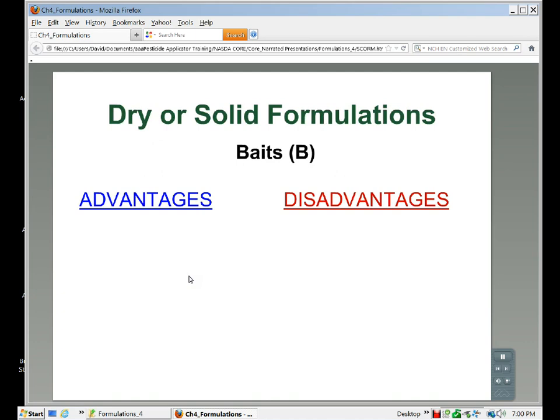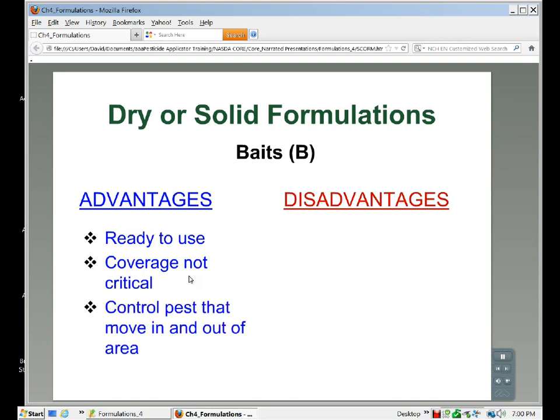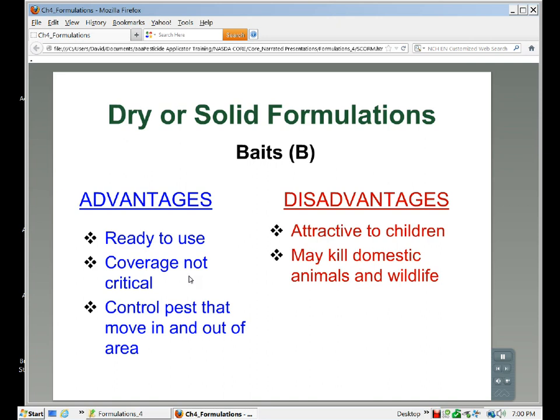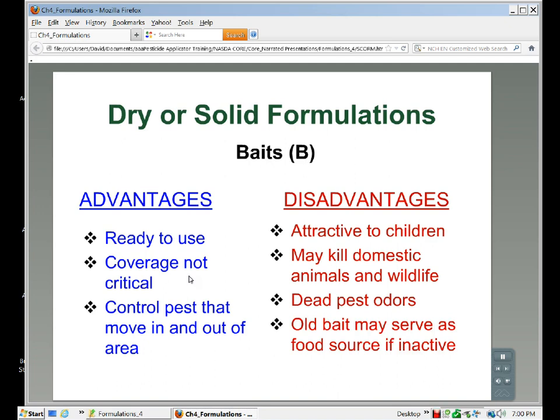Baits are typically purchased ready to use. Coverage isn't critical, but where you place them is. Baits can be effective in controlling pests that move in and out of the area where the baits are placed. Some of the new liquid baits are highly successful in areas where water is limited or where other bait materials have failed. Be very careful with placement of baits because they are magnets for children. Also consider access to the baits by domestic animals. When using baits, realize you don't have control of where the pest may die, and dead pest odors can create their own problems. Replenish baits and remove old stations so you don't inadvertently provide food once the bait becomes inactive.